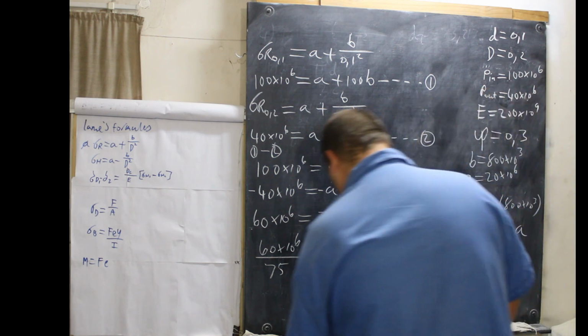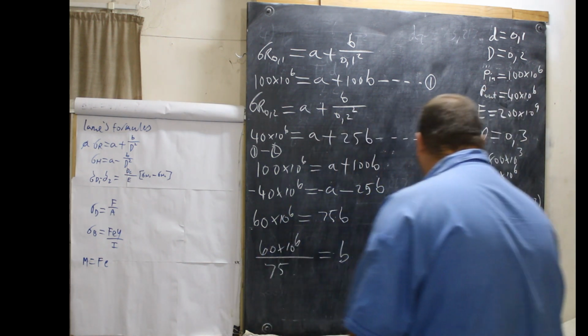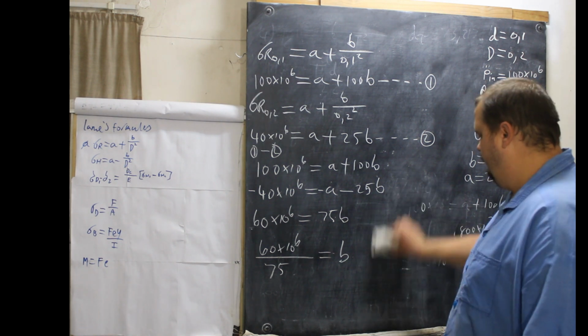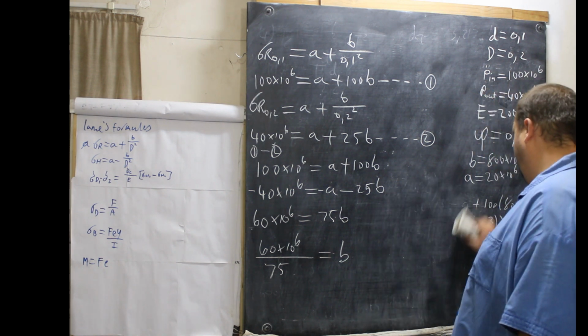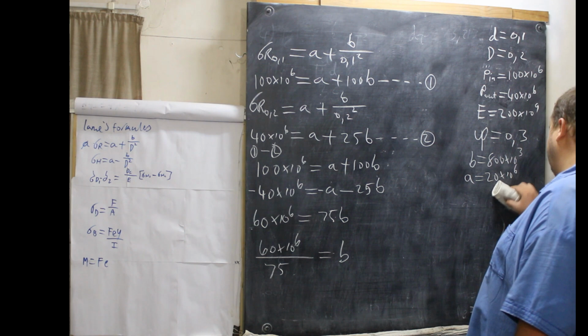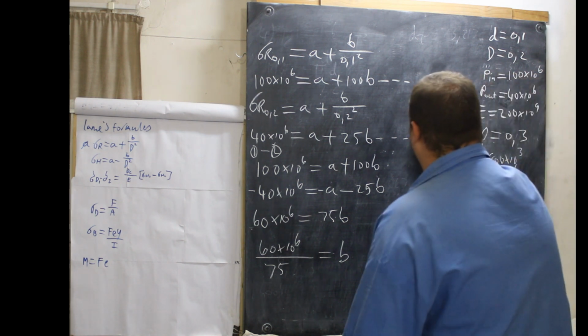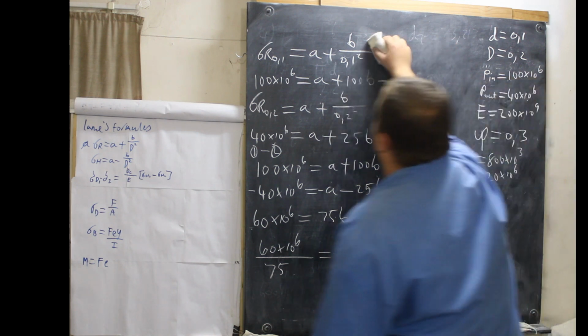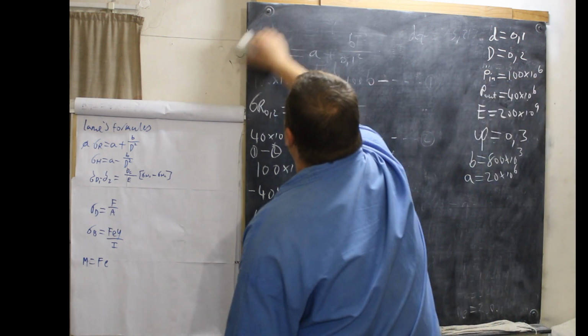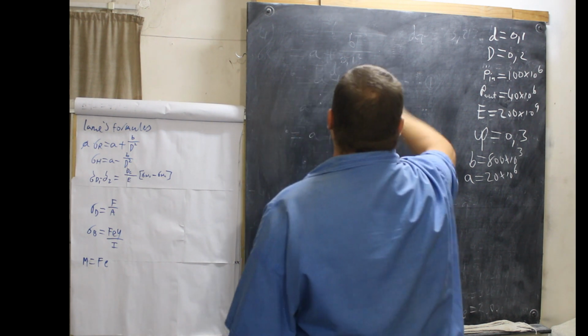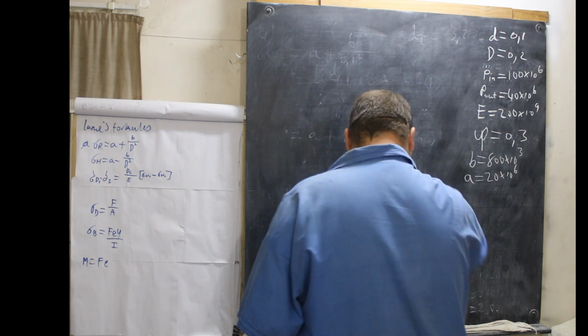Okay, so we've worked out the first part of the question. Now we're going to deal with the hoop stress. We just needed A and B. Then we put them in and work out the resultant hoop stress. So that was question 1.